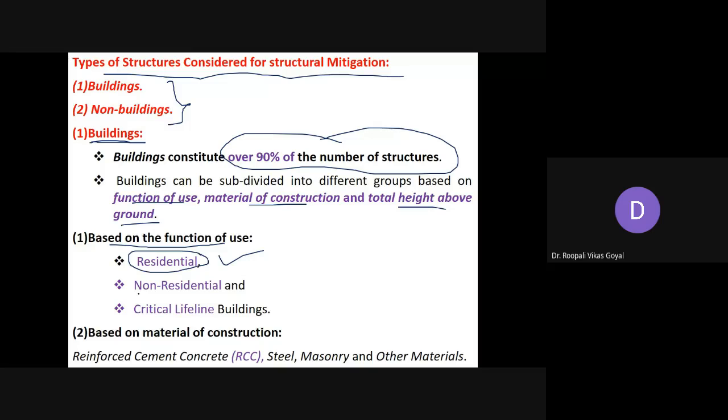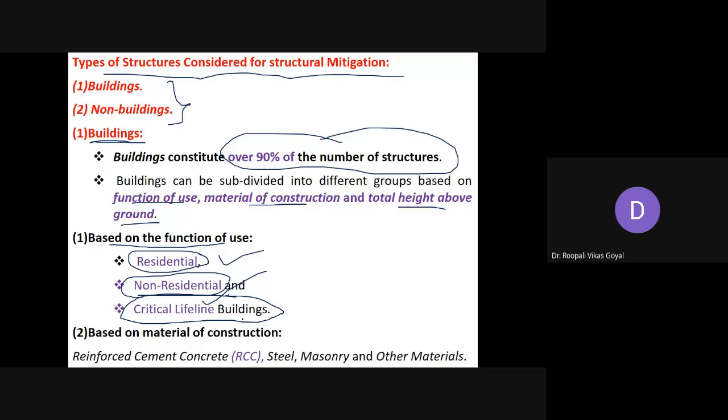The next is non-residential. These are all other buildings, other than those used for residential purposes. And third is the critical lifeline building. These buildings are very important, all the lifeline buildings without which we cannot live. These lifeline buildings are to be made disaster proof. So the important categories are residential, non-residential, and critical lifeline building.